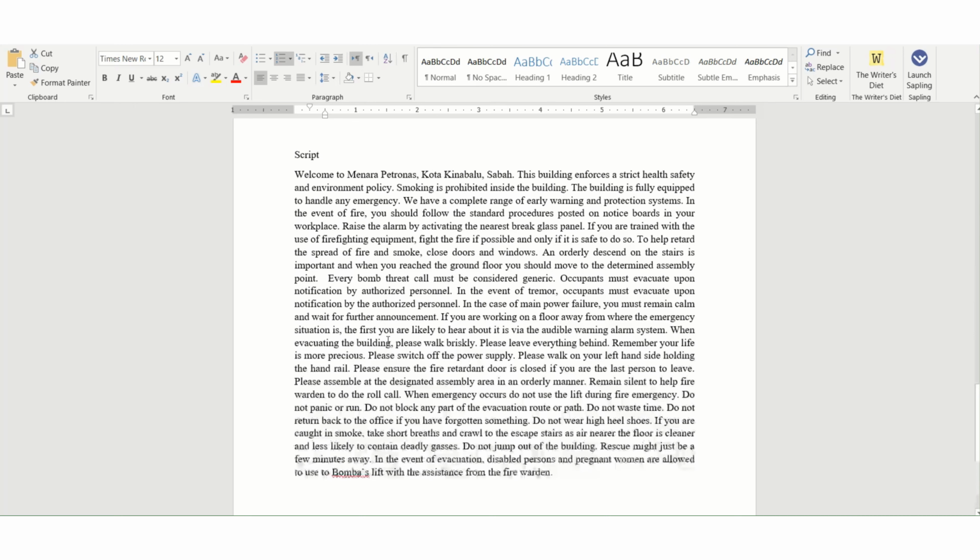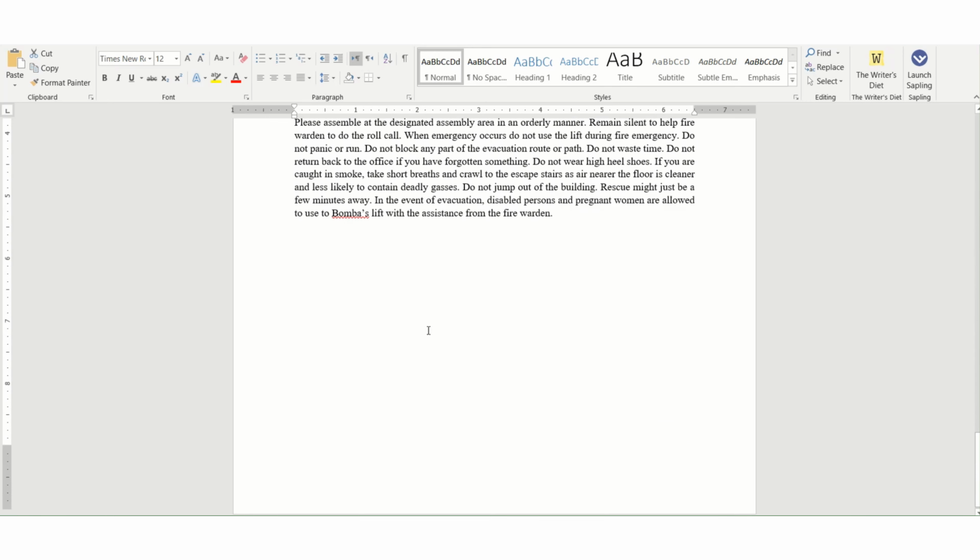Okay, so look at the sample given here. Welcome to Menara Petronas, Kota Kinabalu, Sabah. So where is it located? The 5W1H question. It is in Kota Kinabalu, Sabah. What is the name of the building? Menara Petronas. Sometimes the questions are going to be in this kind of form.